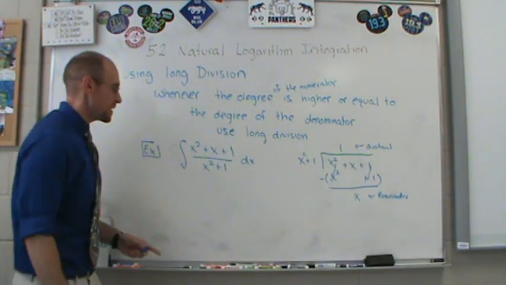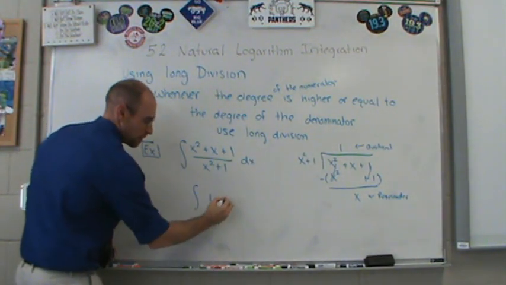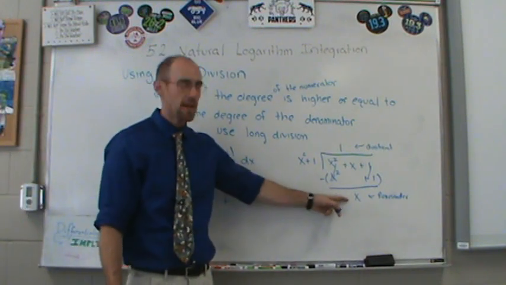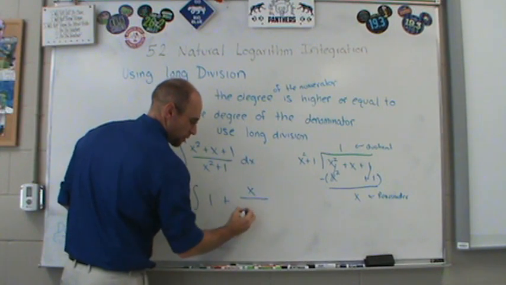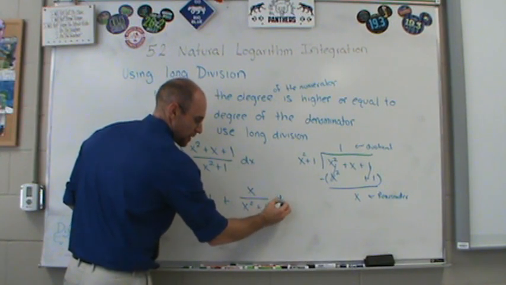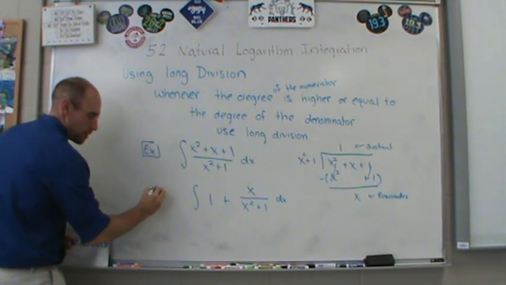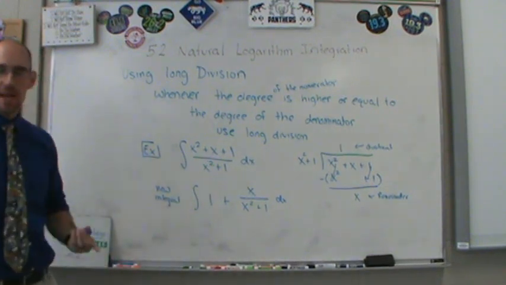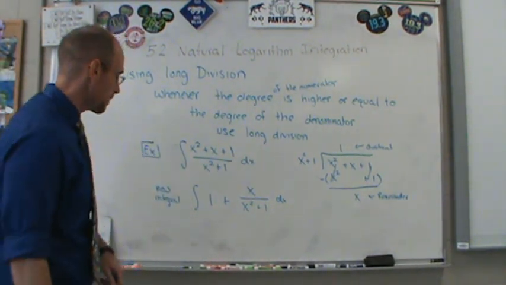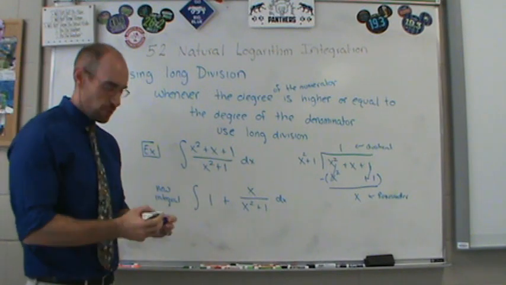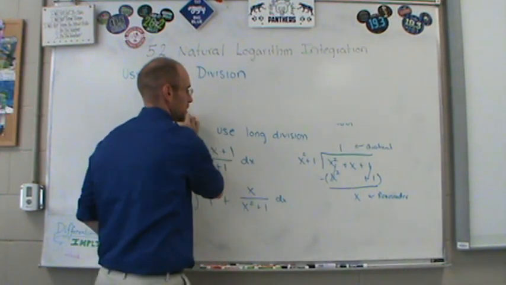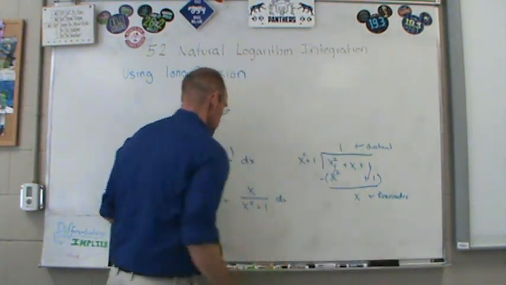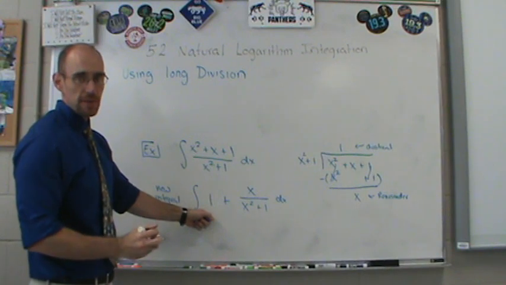So when I rewrite this, I actually have 1 plus whatever your remainder is. You're going to take that remainder and put it over the divisor. So x over x squared plus 1. And now what we've done is we now have a new integral that we can actually evaluate. Okay? So with these two, we have some natural log stuff going on here. Let's go ahead and get us a little bit more room. All right, integrate 1, nice and easy.